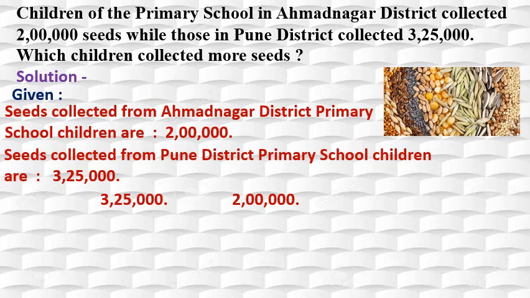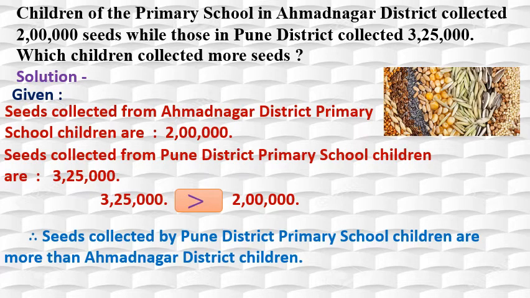Now compare these two. Now see which is the greater one. Yes, you are right. 3,25,000 is greater than 2 lakh. Now we got the answer, that is, seeds collected by Pune district primary school children are more than Ahmednagar district children. Isn't it?